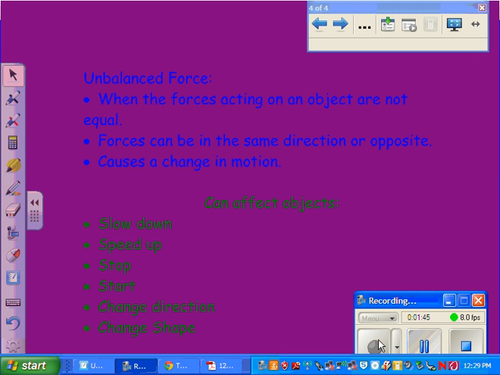We're going to move on to unbalanced forces. This is when the forces acting on an object are not equal. The forces can be in the same direction or opposite. They can also cause a change in the motion. These are some effects on the objects. It can slow it down, speed it up, start, stop, change the direction, or actually change the shape.